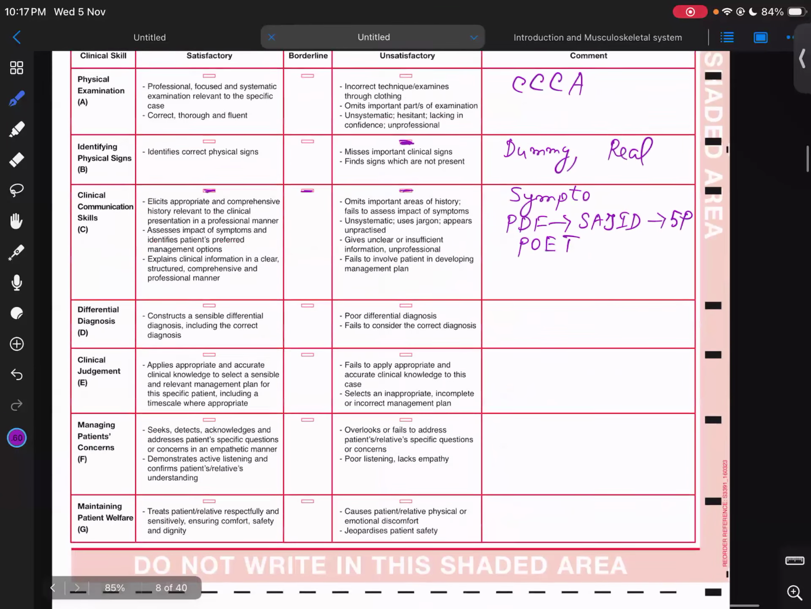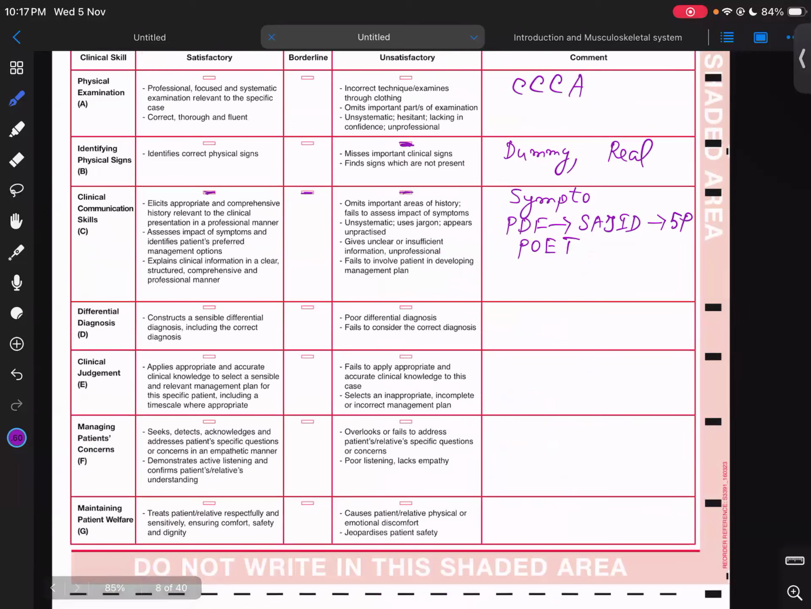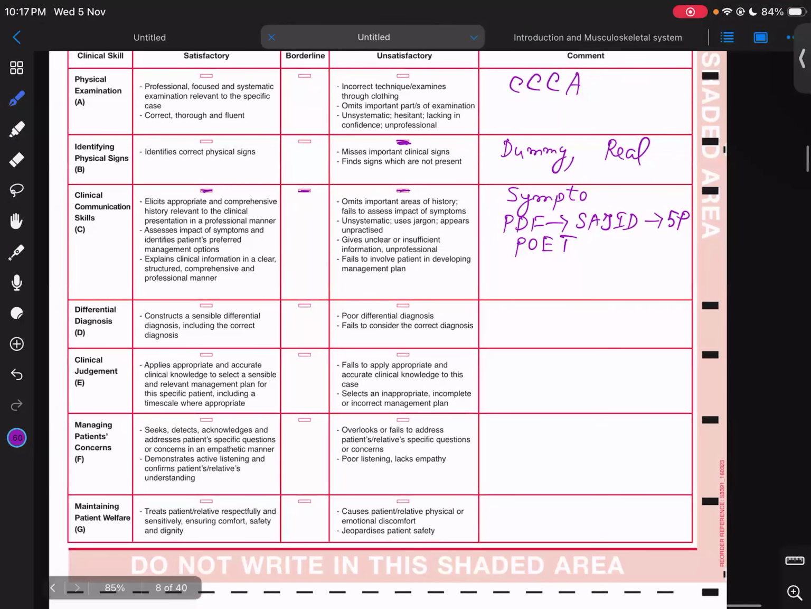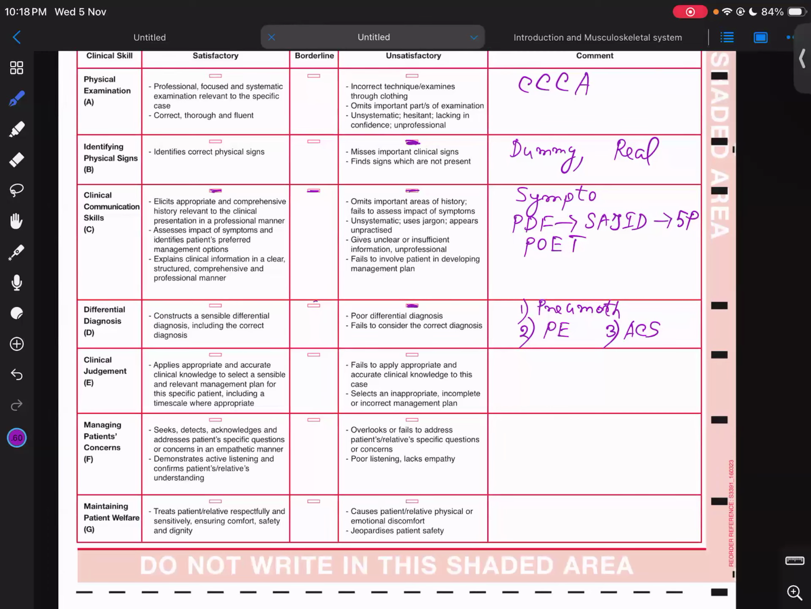My case was a dummy case. She was a patient of COPD. She got admitted 3 days back, and she suddenly had chest pain. So I told my first differential diagnosis is pneumothorax. Second or third was pulmonary embolism. I also ruled out acute coronary syndrome. The British examiner gave me unsatisfactory and the Indian examiner gave me borderline. And for only 1 mark, I missed the pass mark at that attempt.